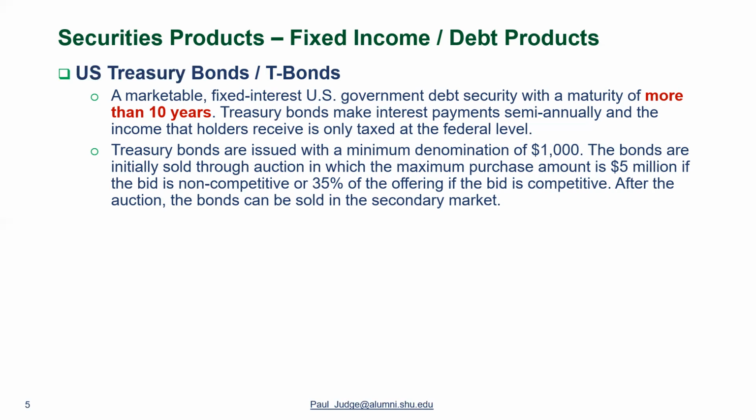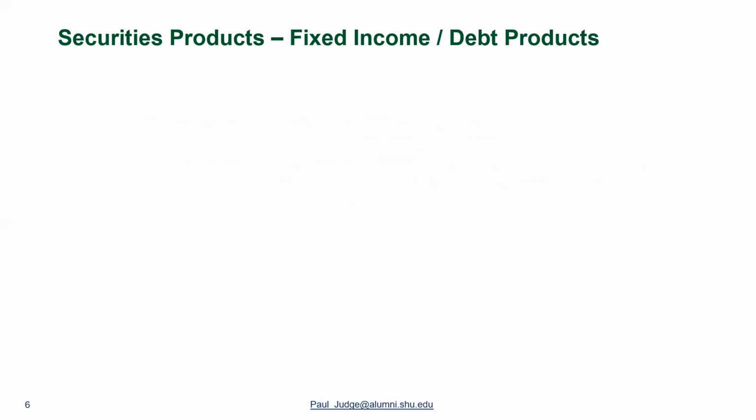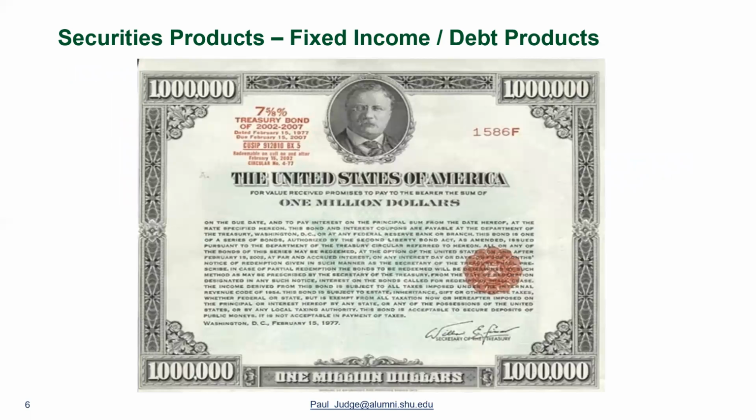If the bid is non-competitive, or 35% of the offering if the bid is competitive, after the auction, the bonds can be sold on a secondary market. That's the big thing here. They're sold on a secondary market. Okay, so that was bonds and T-bonds.